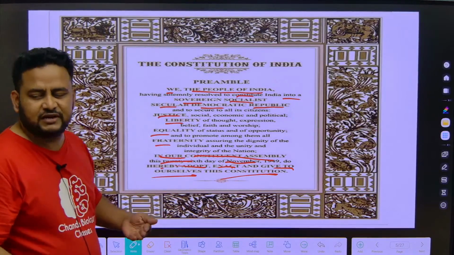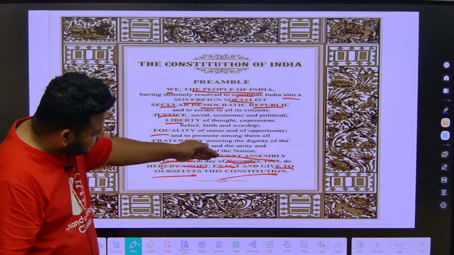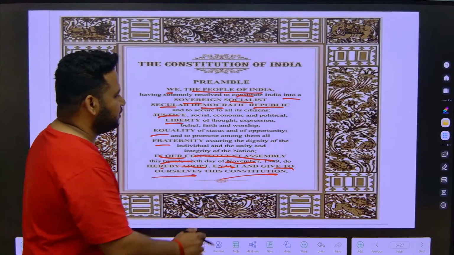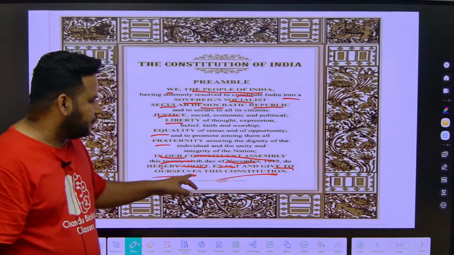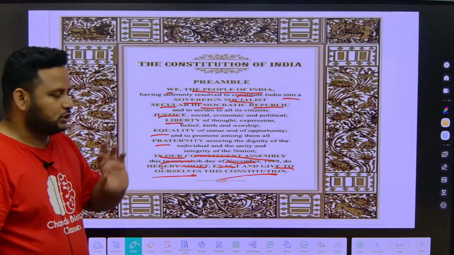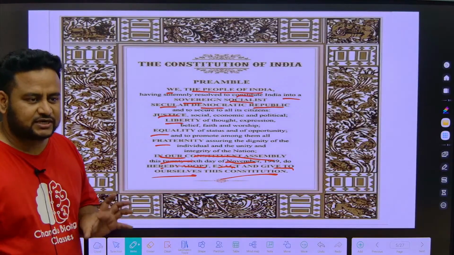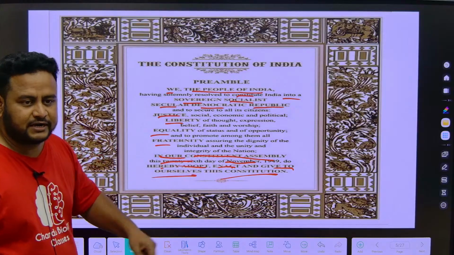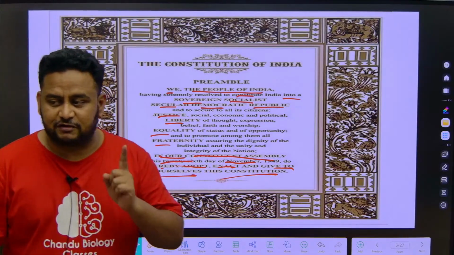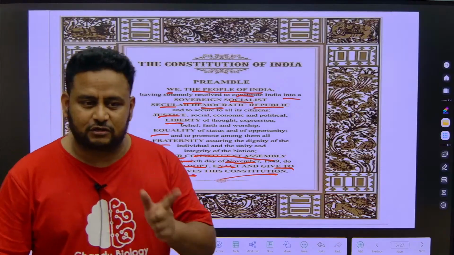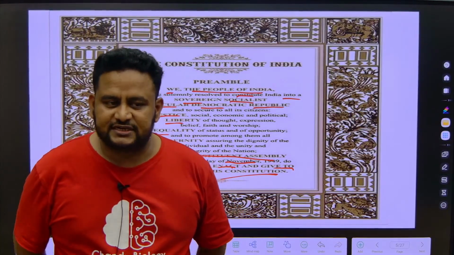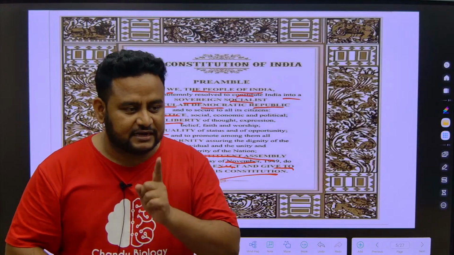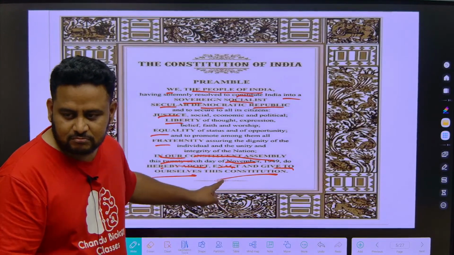Now, each of the words we will understand. Understand one thing, the last line is very important. This 26th day of November 1949, do hereby adopt, enact and give to ourselves this constitution. That means what? The preamble contains the date on which the constitution was adopted and enacted, but it does not contain the date of commencement of the constitution. What is the date of commencement or starting of the constitution? It is 26 January 1950. Is that present here? No.